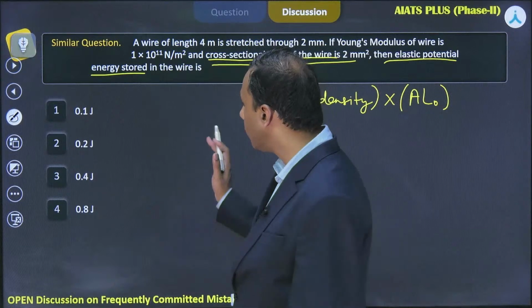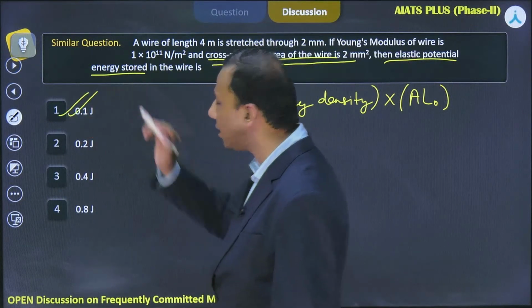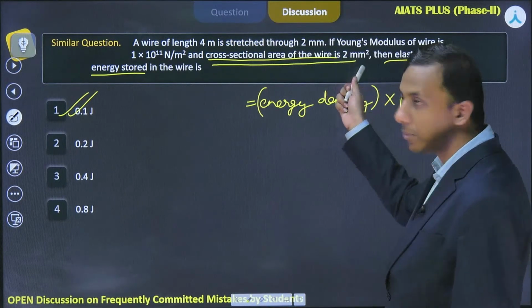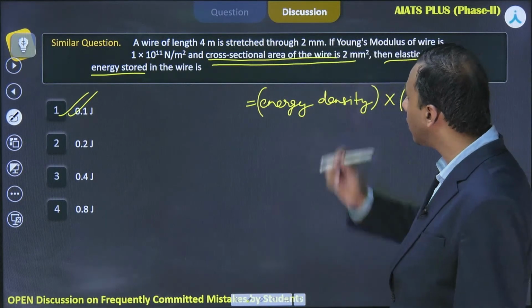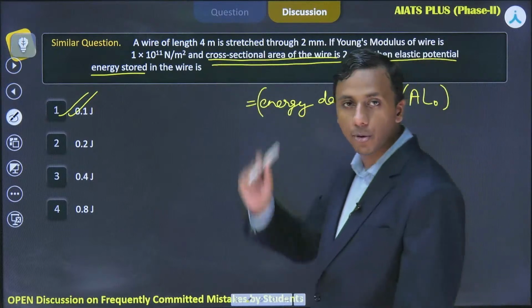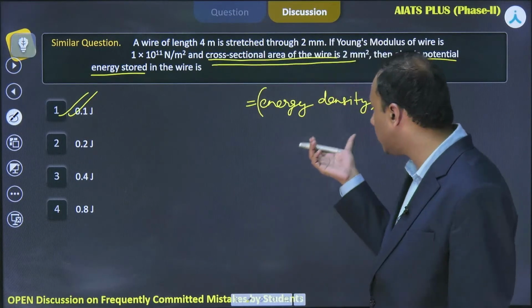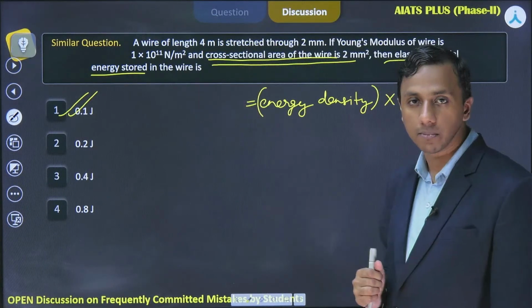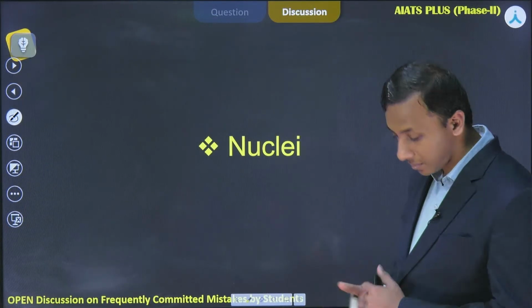Please solve it. Very simple, right? You will get the answer as 0.1 joule. Put area as 2 millimeter square. Length, original length is given 4 meter. Substitute and put the energy density as well from the previous question. Substitute, you will get the answer.